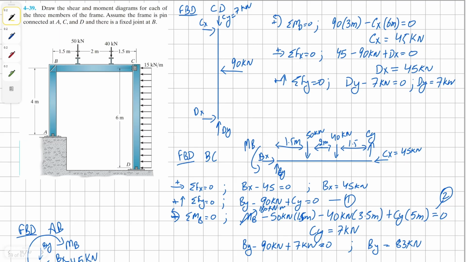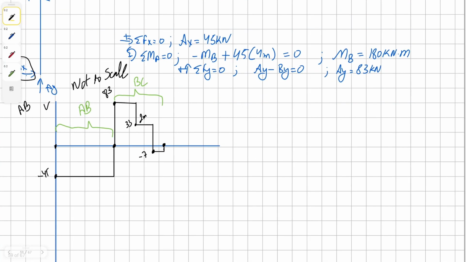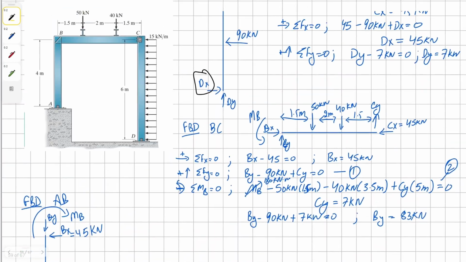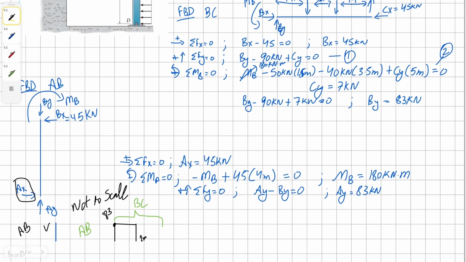For our CD section, our DX is going upwards, not downwards. And actually, I'm going to start from this side because this is the logical side, but it doesn't really matter which side we start from because ultimately our shear should be 0.